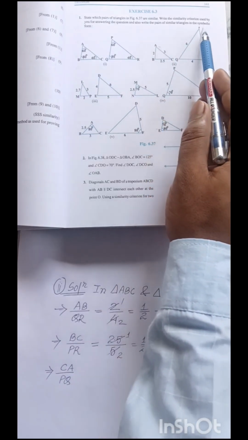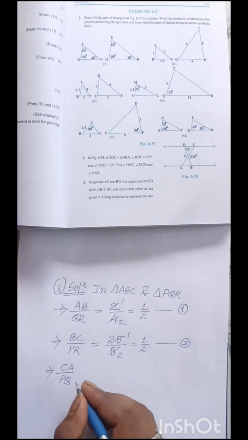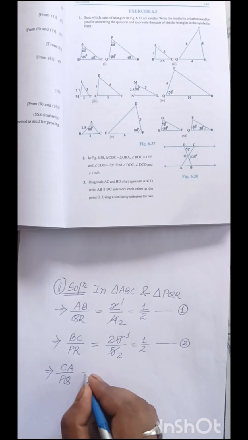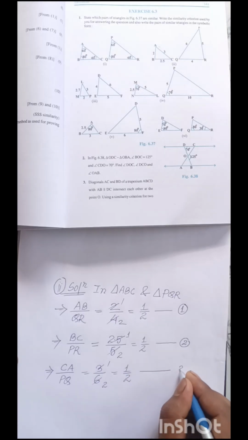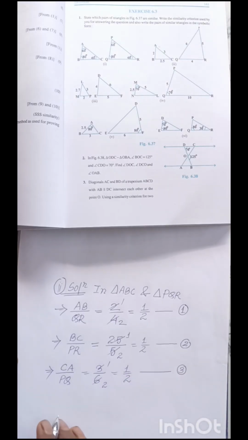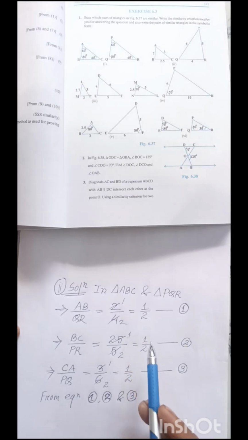CA by PQ. This is the longest side and this is the longest side, so these two sides I can compare. The value of CA is 3 and PQ, from that figure I can see, is 6. 3 1s are 3 and 3 2s are 6. So here I have got 1 by 2. Call this equation number 3. Now check equations number 1, 2 and 3. Here I have got the same ratio: 1 by 2, 1 by 2, 1 by 2.